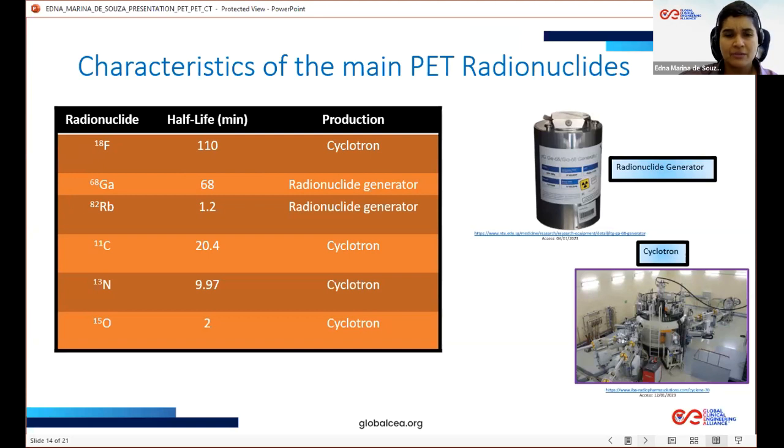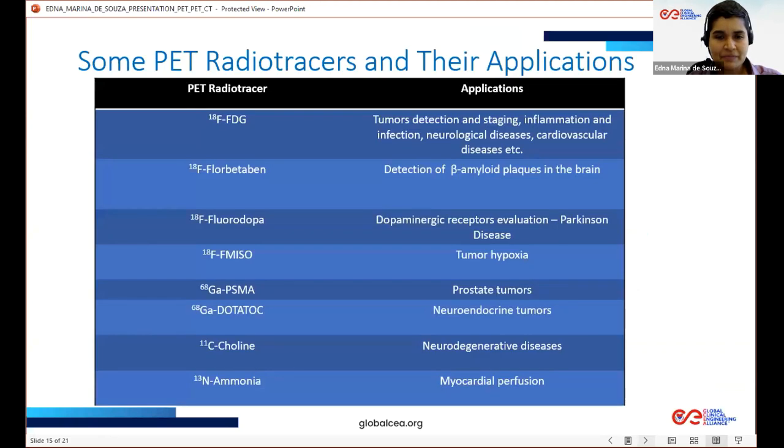Most of these radionuclides are produced in cyclotrons, which are particle accelerators, and generators that are commonly found in nuclear medicine facilities. So some of the radionuclides that we have are fluorine 18, that is the most applied, followed by gallium 68 and others.